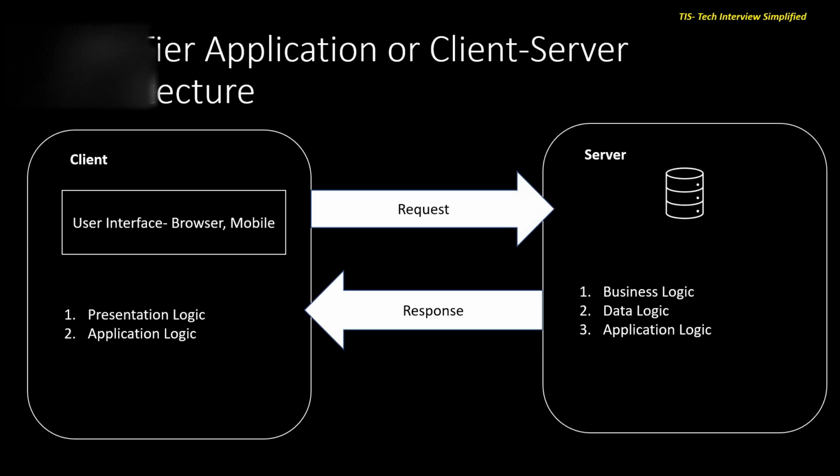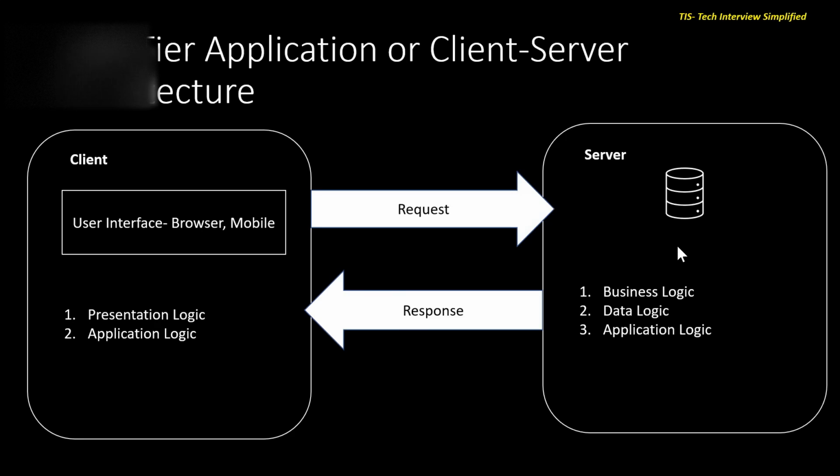So in this, the client computer provides an interface to an end user to request a service or a resource from the server. On the other hand, the server then processes the request and displays the result to the end user. The application logic and the presentation logic both are written at the client level, and the business logic, data logic, and some piece of the application logic is written at the server level.